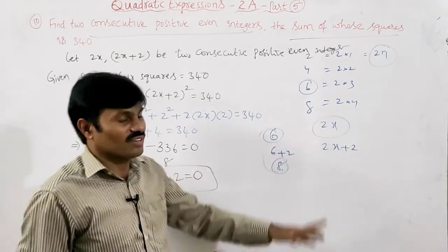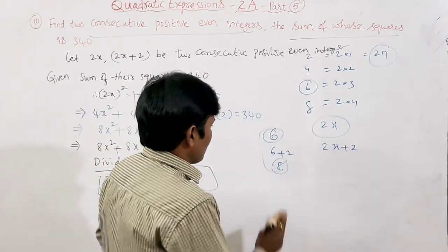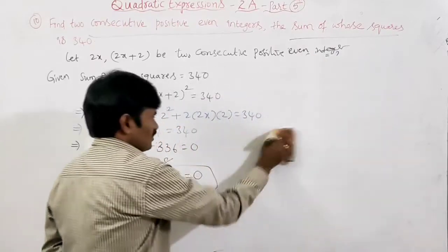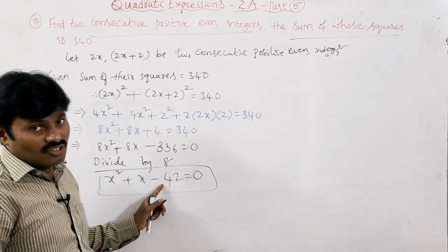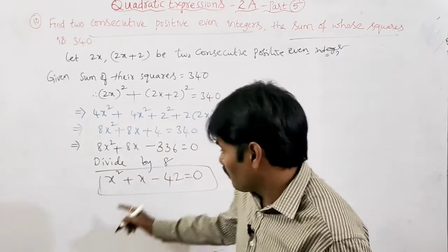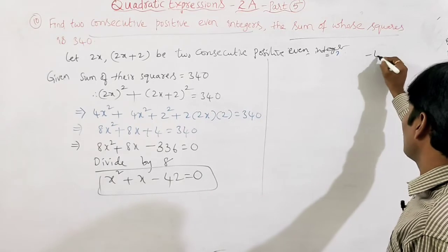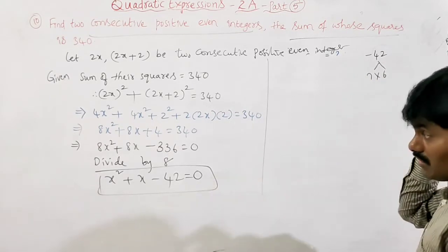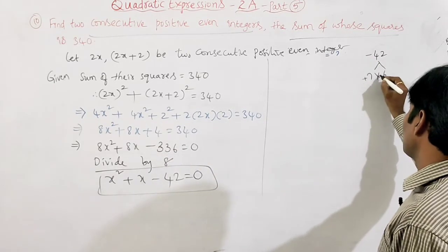But the answer is 2x and 2x plus 2. Not x, that is our answer. Before that, first we find out the value of x. So I am going to take the factorization method here. By product, you have to get minus 42, and by sum, you have to get plus 1, that means the coefficient of x. So what are the factors of minus 42? 7 6s are 42. Here the sum is positive and the product is negative, so one must be positive and the other must be negative.